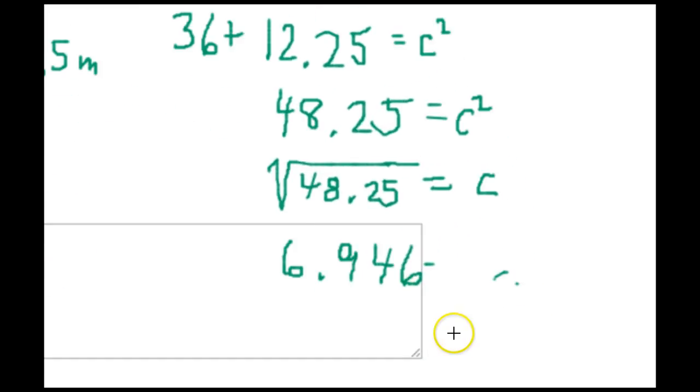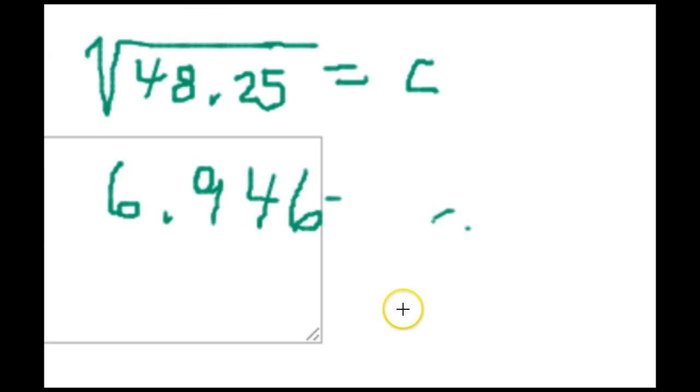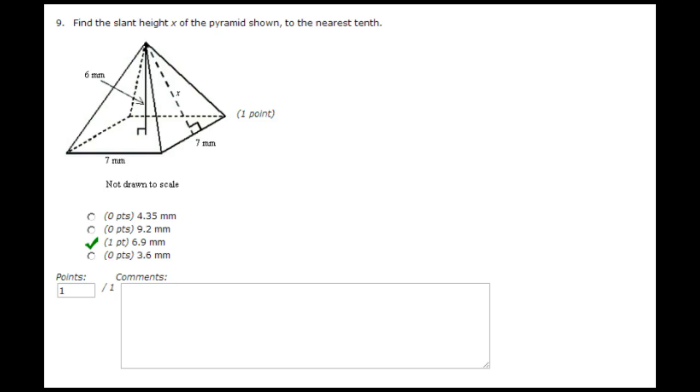But the question, oops, what's happening here? Okay, well, I apologize. It looks like for some reason everything just disappeared off my screen. So what we had as our final answer was 6.946, and then a whole bunch of digits after that equal to c.